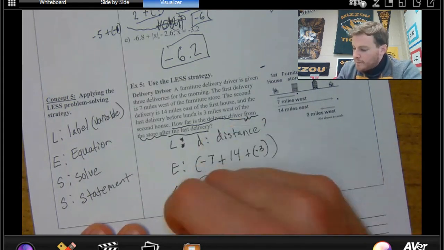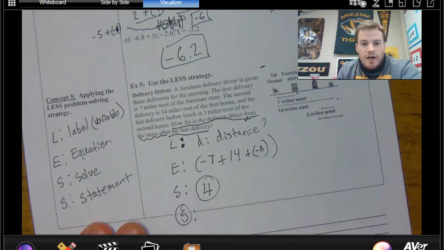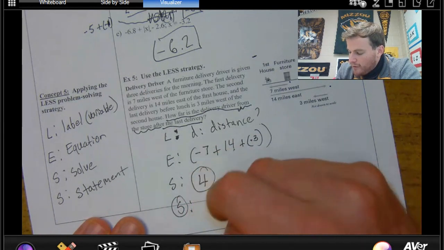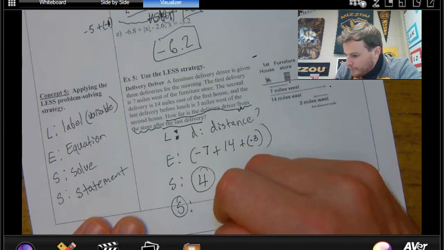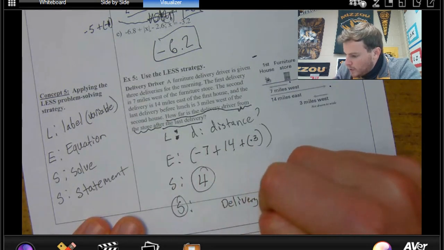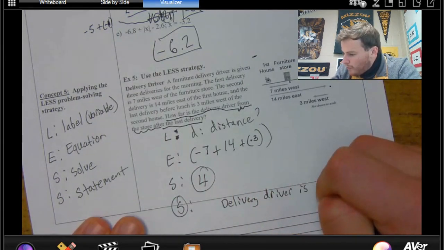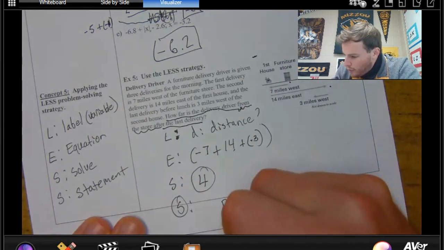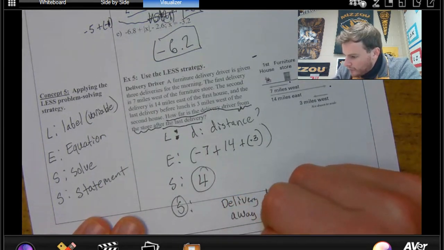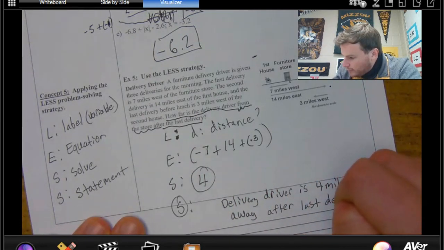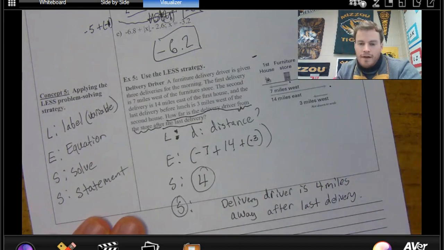And we need to make a statement to sum up what we just put together. It says how far is the delivery driver from the store after the last delivery? The delivery driver is 4 miles away after the last delivery. And that's your answer.